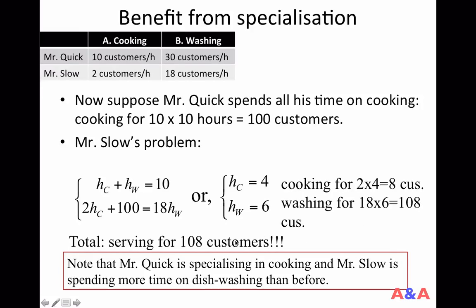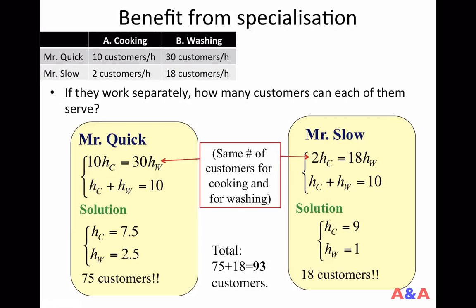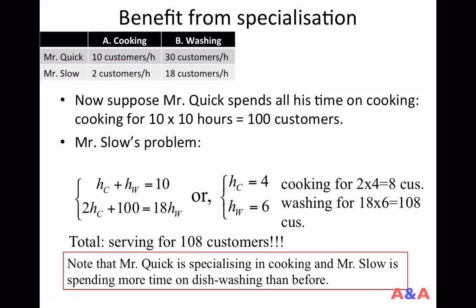So, they are now serving 108 customers. Do you remember how many customers they were serving by working separately? By working separately, they were serving 93 customers in total. Now, by working together, they are serving 108 customers. That's 15 customers more. Note that when they work together, Mr. Quick is specializing in cooking, and consequently, Mr. Slow is spending more time on dishwashing than before.